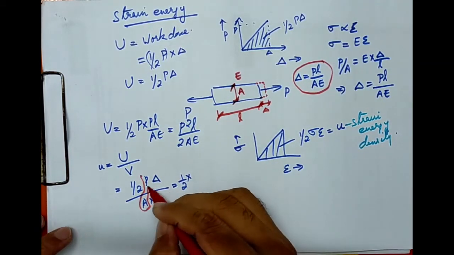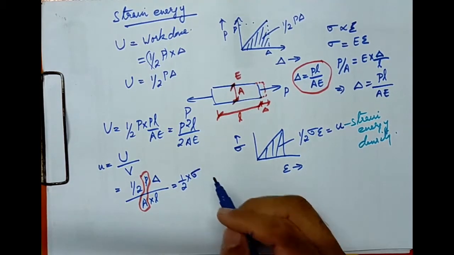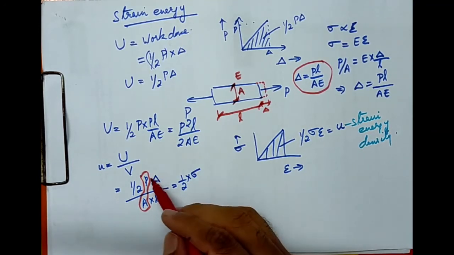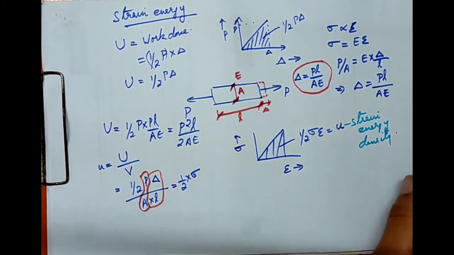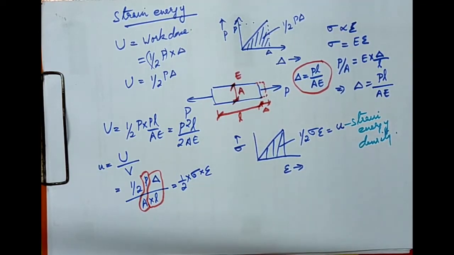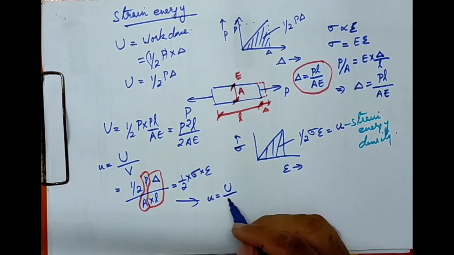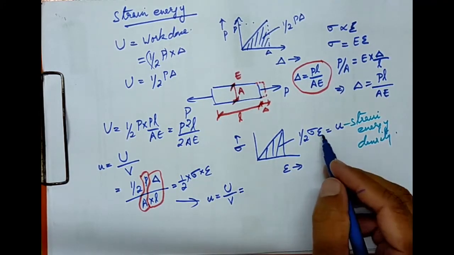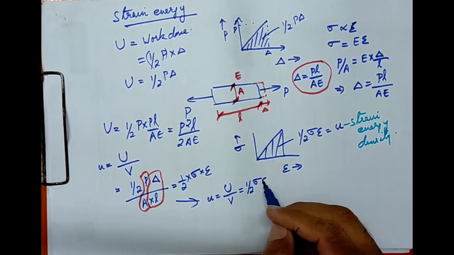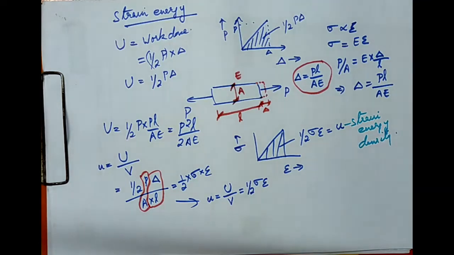Now if I reform this equation, it will be half into P by A. You can club this term P by A, and we know that P by A is force by area, which is stress, and delta L by L, that is change in length by original length, is our strain. So you can see that the strain energy density, which is strain energy per unit volume, is equal to half of sigma epsilon. These are the different conditions we consider when we talk about strain energy.